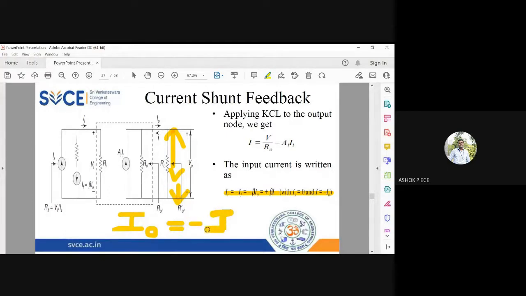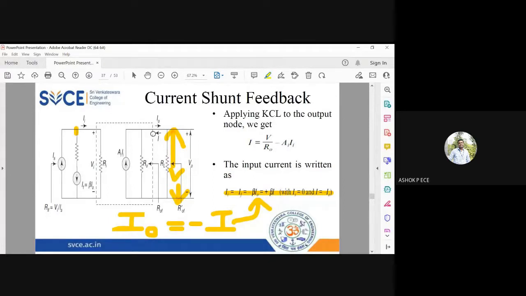So from the input side, only two currents are there. II plus IF equal to 0, so II equal to minus IF. IF is beta I naught, so minus beta I naught. I naught is minus I, so your II becomes beta I. So this is one expression.